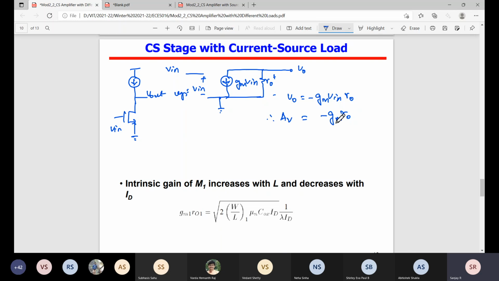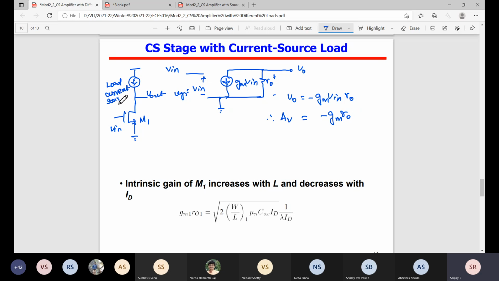Okay, so what is the GM? GM is a parameter of transistor M1. Let's take M1. What about R0? R0 is a parameter of M1. Is there any parameter due to the load? This is the load, the load current source. Is there any parameter?